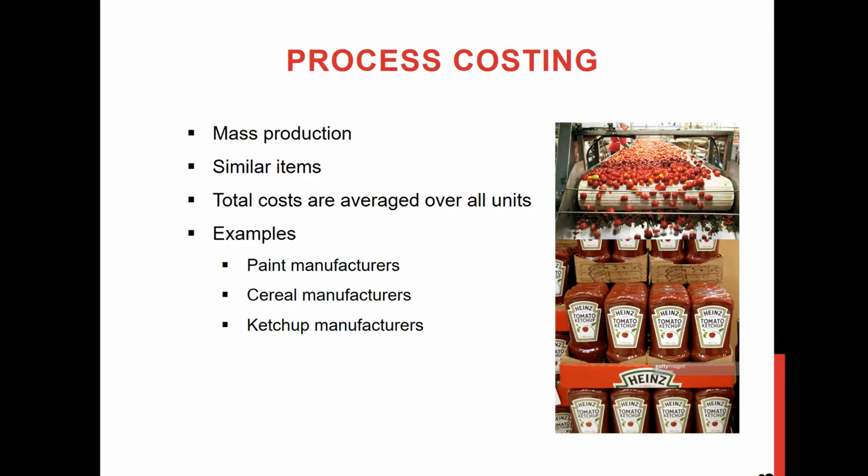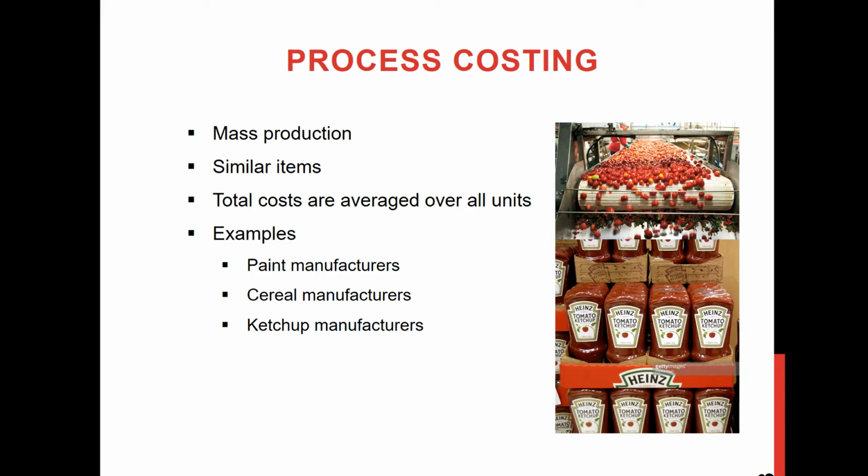So process costing system is used by the manufacturing companies that usually produce similar type of items, but they produce huge or bulk amount of productions. For example, paint manufacturers or cereal manufacturers, ketchup manufacturers, they produce similar type of item, almost identical product, but they produce mass productions, huge bulk amount of productions. For example, Heinz company, one of their product is tomato ketchup, so they probably manufacture thousands, millions, billions of bottles of tomatoes, and all those bottles are kind of similar items.